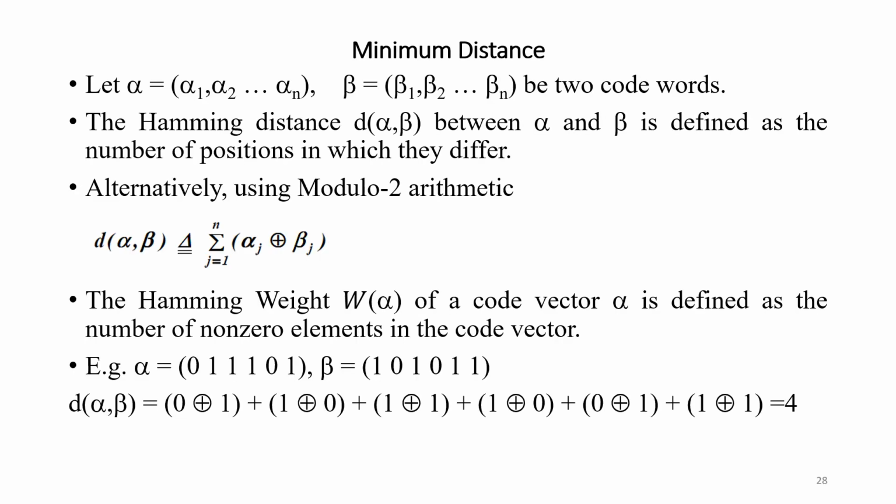Minimum distance. Let alpha equal to alpha 1, alpha 2, up to alpha n, and beta equal to beta 1, beta 2, up to beta n be two code words. The Hamming distance d of alpha, beta between alpha and beta is defined as the number of positions in which they differ. It can be obtained using modulo 2 arithmetic also, as given. The Hamming weight w of alpha of a code vector alpha is defined as the number of non-zero elements in the code vector. For example, if alpha equal to 0, 1, 1, 1, 0, 1 and beta equal to 1, 0, 1, 0, 1, 1, then d of alpha, beta will be equal to 4.